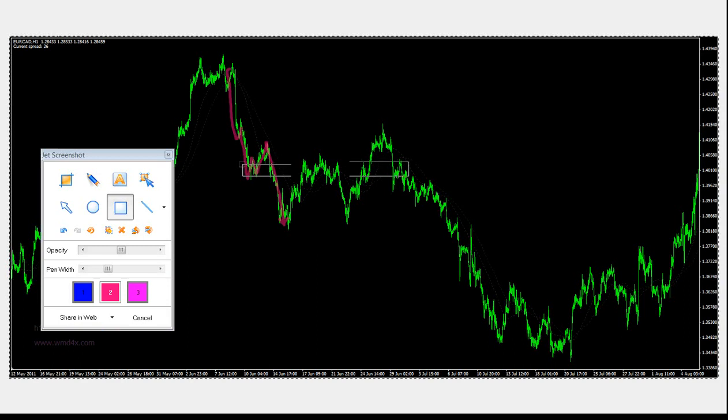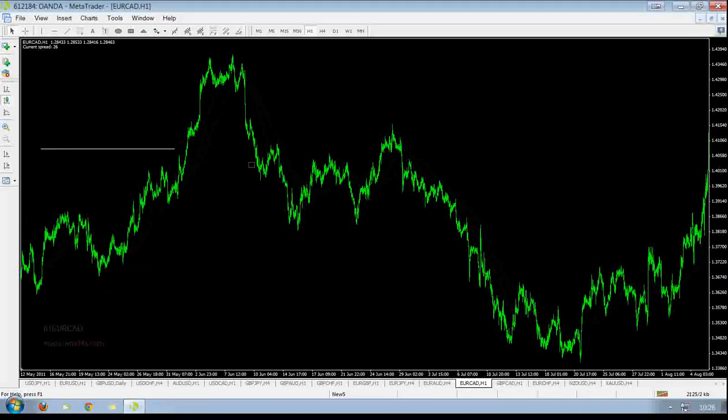Once you've identified that structure, you'll pretty much notice every single time that the price does end up pulling back to that area. Let's see if we have another example here.